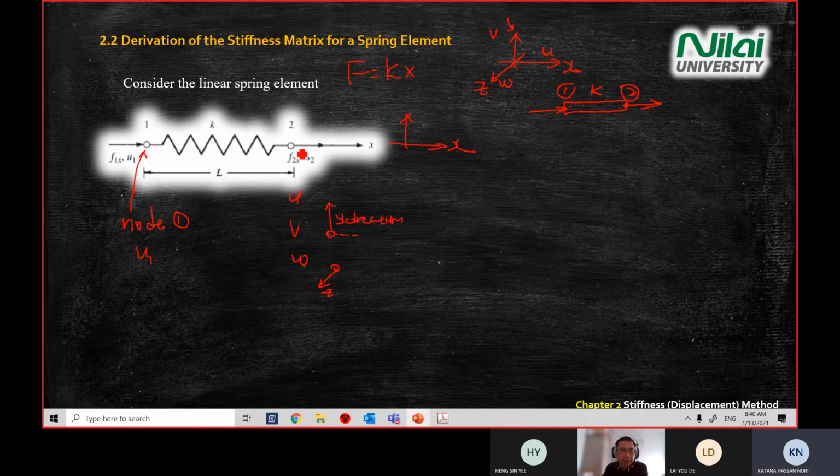And if you write U2, it means displacement at point 2.